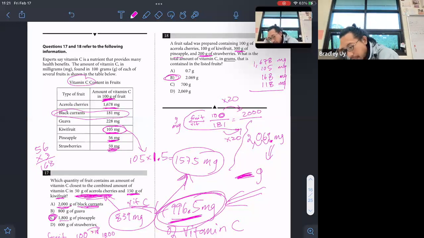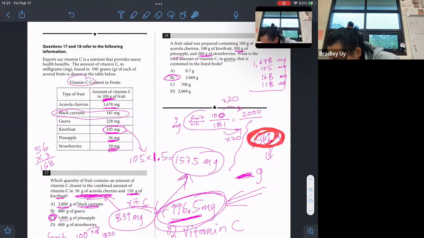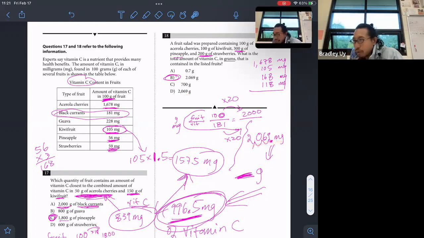D is also tempting, but 2,069 grams is much heavier than 2,069 milligrams. If you got 2,069 milligrams, it can't also be 2,069 grams. 2,069 grams is a lot. Okay, so the right answer choice is B.